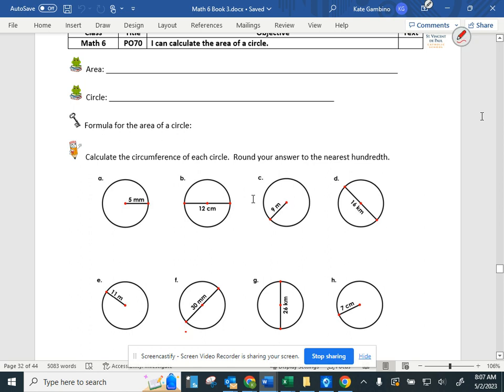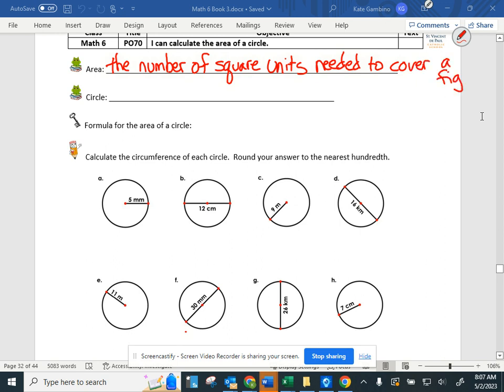So remember that the area is the number of square units needed to cover a figure. So it's what we need to cover the whole inside. So when we talked about our rectangles, we talked about the area covering everything on the inside of our garden. How much soil would we need to cover that whole inside of the garden?